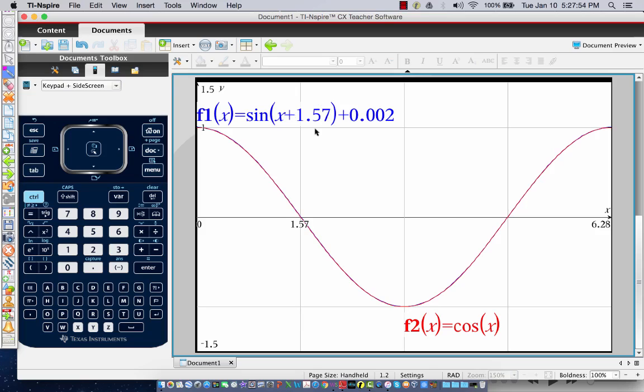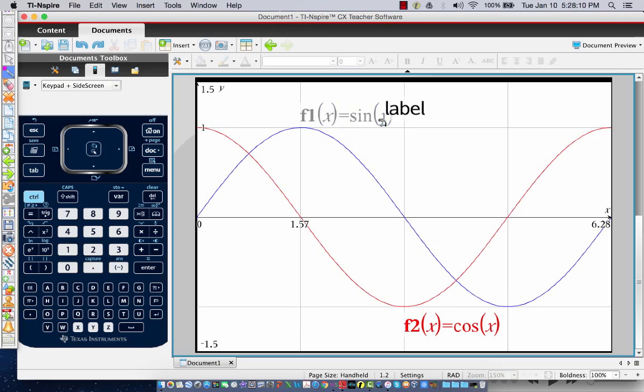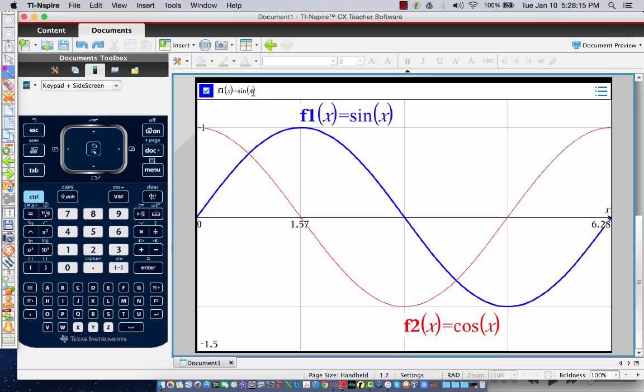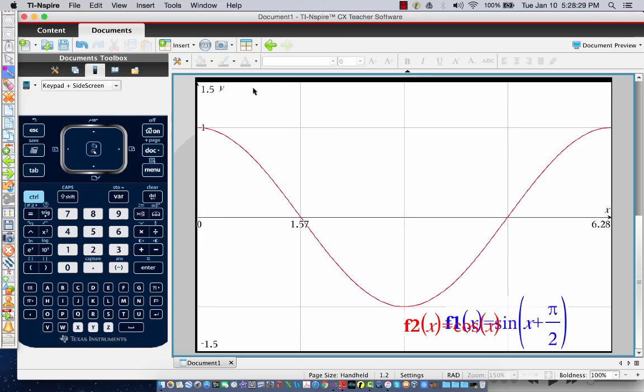I translated it 1.57 units to the left. Now 1.57 is approximately equal to pi over 2, and I'm off just a little bit on the vertical translation. So let's get that back and we'll do it exactly. Let me double click here and we'll translate it pi over 2 units to the left, so that's going to be plus pi over 2, as you see me typing. Once I hit enter, it's going to disappear behind the cosine x curve. There it is.